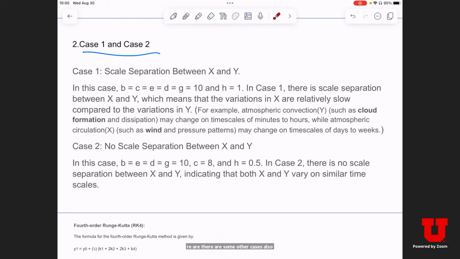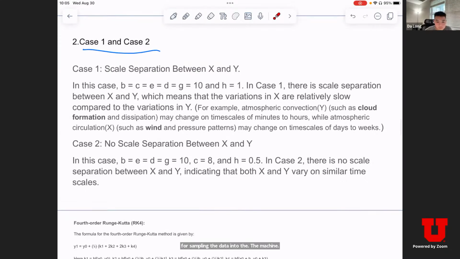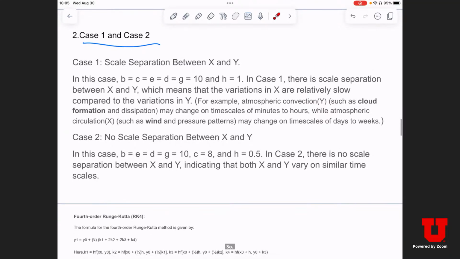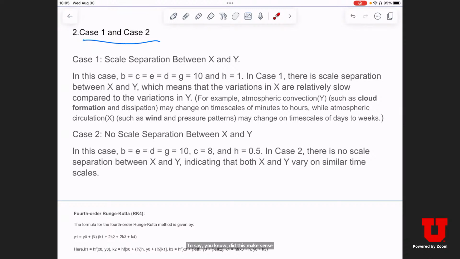But in this paper, they set these values to constants, which makes it much easier for testing or for sampling the data for the machine learning method. Does that make sense? Yeah. Okay. Are there any other questions?